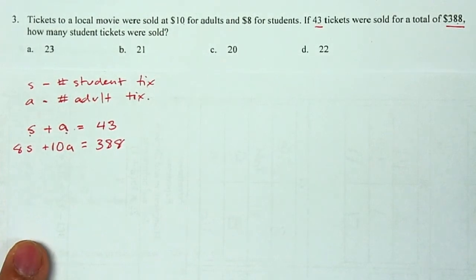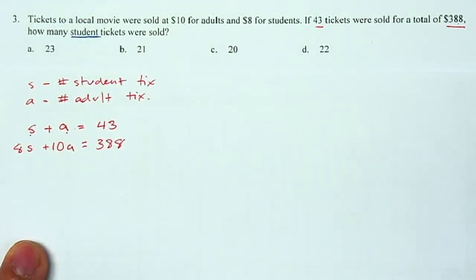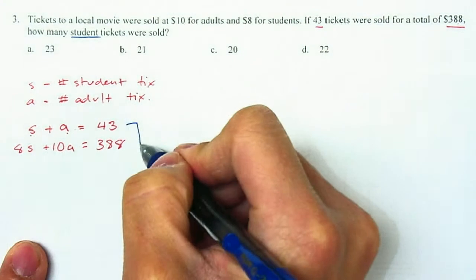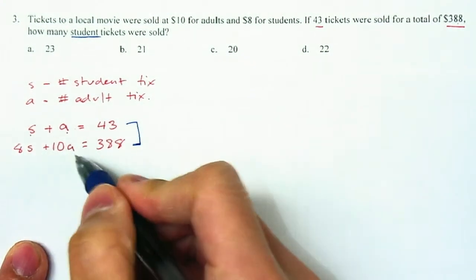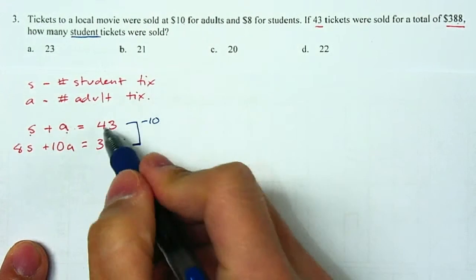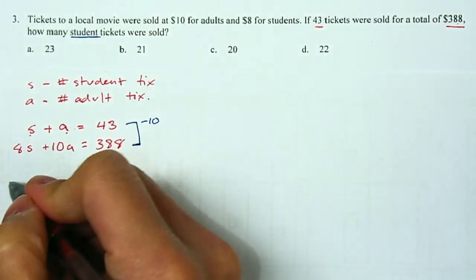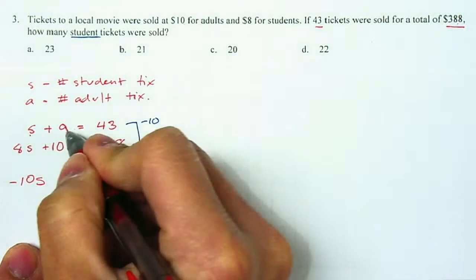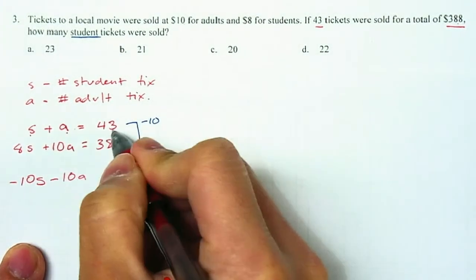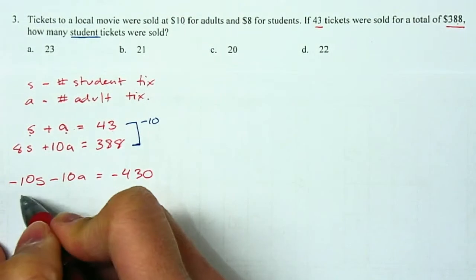I'm going to use the elimination method because I prefer that one. And since I see that we're trying to find the number of student tickets with S, I'm going to eliminate the A's. So the way to do that, if I have a positive 10, I need opposites first. I can multiply this one by negative 10. Make sure you distribute it to everything across both sides of the equations. And so I'm going to have negative 10s minus 10a, and then here I'm going to get negative 430. Copying this one straight underneath.